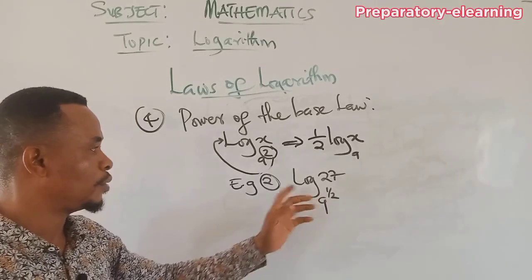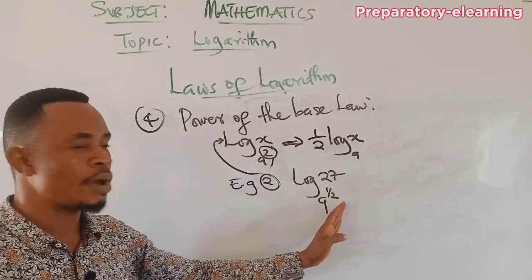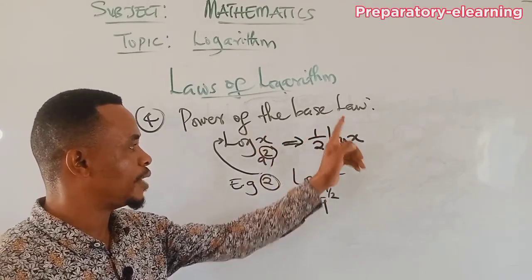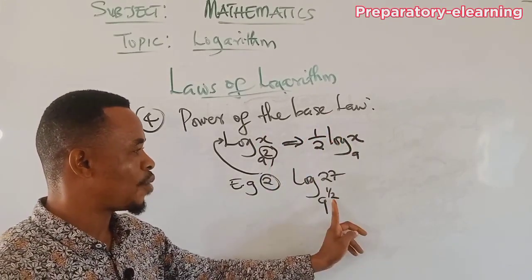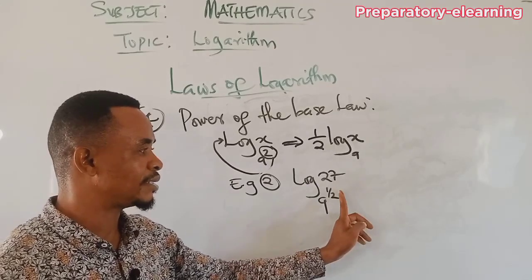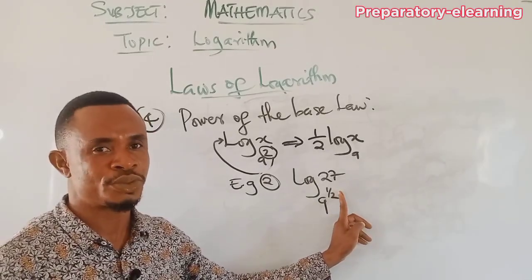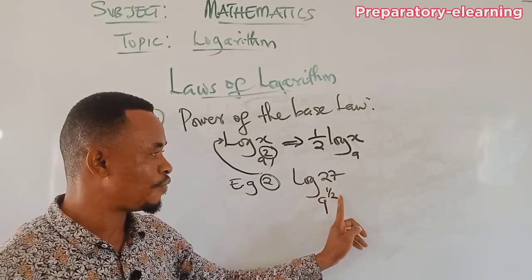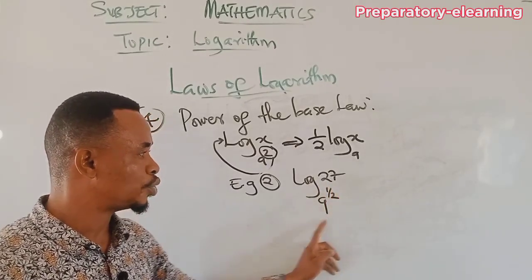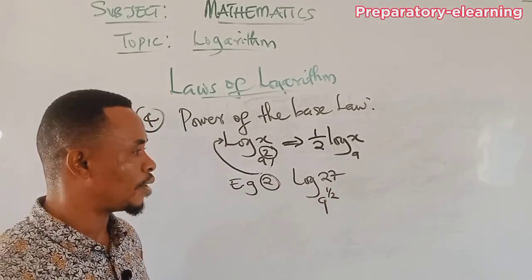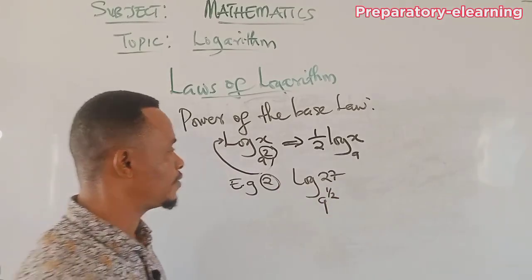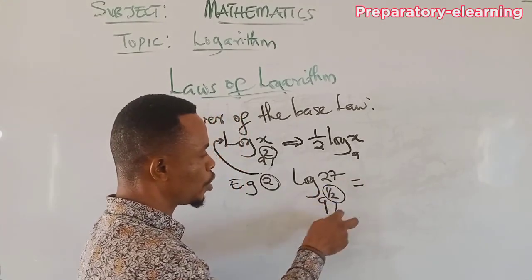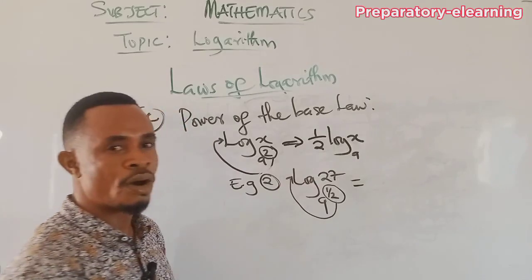So we can take example 2 for a better understanding. Now look at example 2, still under the power of the base law. Now the power that is on the base is a fraction, 1 over 2. Don't forget, what do we do to apply this law? You move this power of this base to come behind the log. Now, how do we simplify that? This power 1 over 2 will come behind the log.